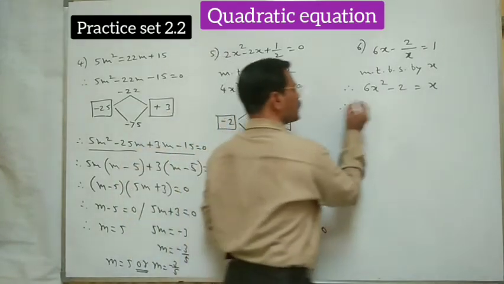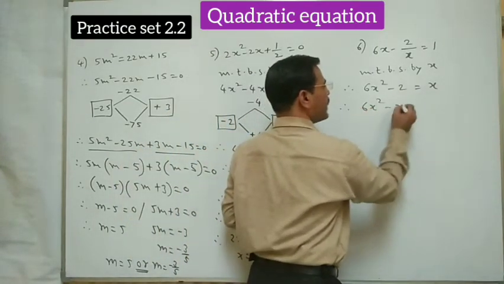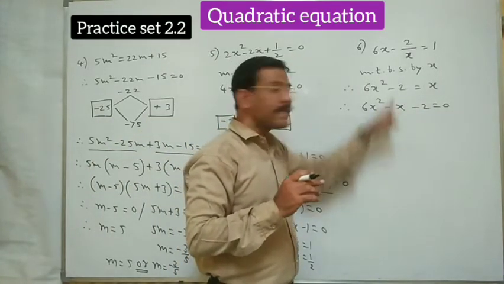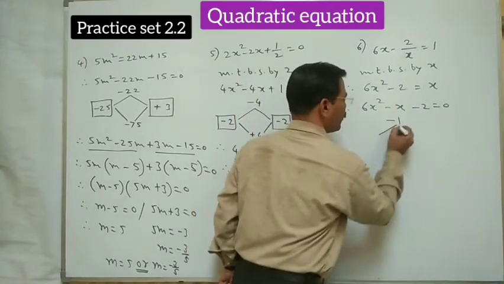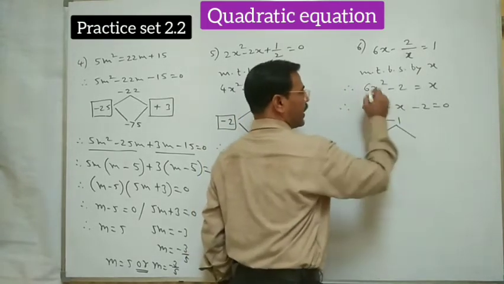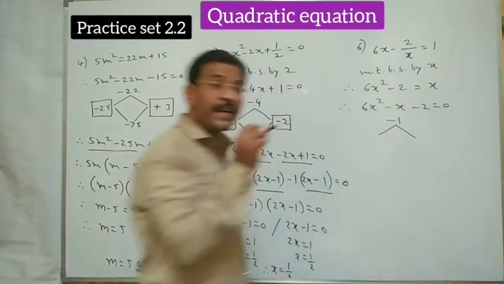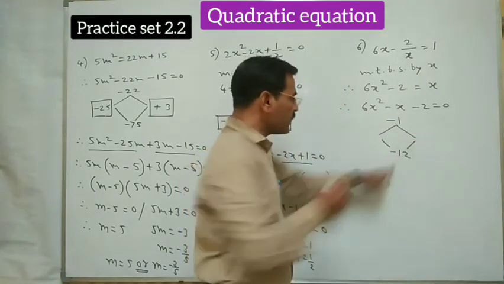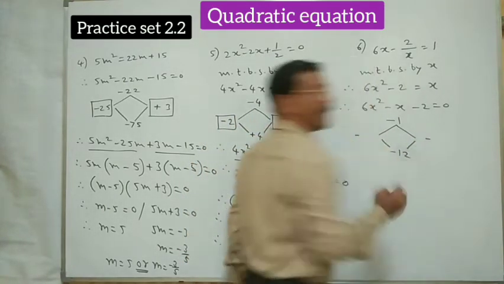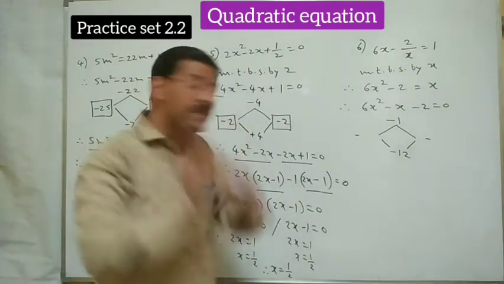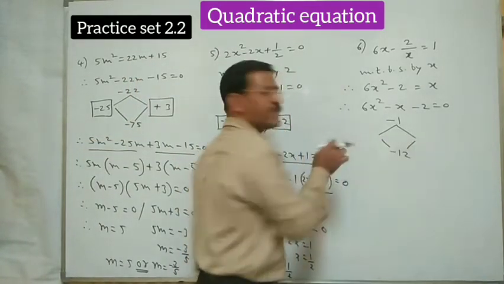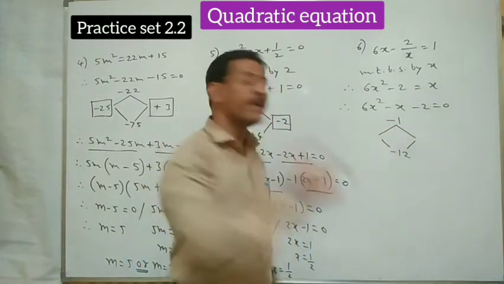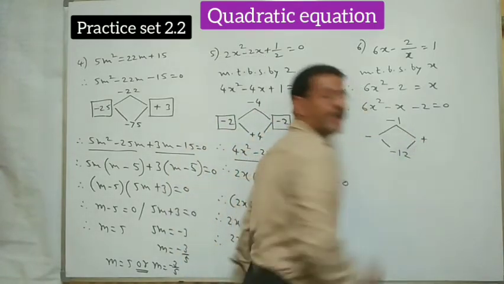So take all terms to one side. 6x square minus x, and here already minus 2, equal to 0. Now look here. Here the middle term is minus 1x, so we have to split minus 1x. 6 into 2, what is that? Minus 12. Now again, because of this minus, both the factors are what? Definitely different signs. One is plus and the other is minus. Now it depends upon this one. Minus 1 means the greater number is minus and the smaller number is plus.